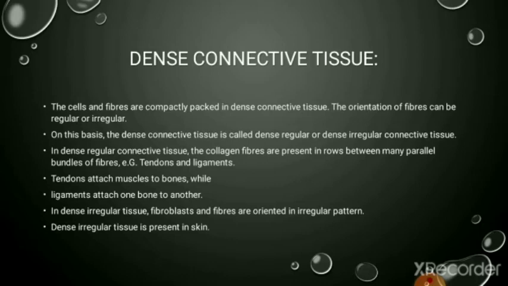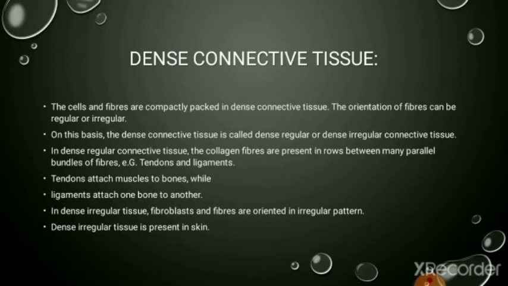This type of tissue is present in tendons and ligaments. Tendons and ligaments have dense regular connective tissue, where collagen fibers are present in rows and in many parallel bundles of fibers. Tendons attach muscles to the bones, while ligaments attach one bone to another bone. The function of tendons is to attach muscles and bone. They help in the movement of bones and in locomotion, while ligaments attach two bones to each other. So they also help in movement and locomotion.